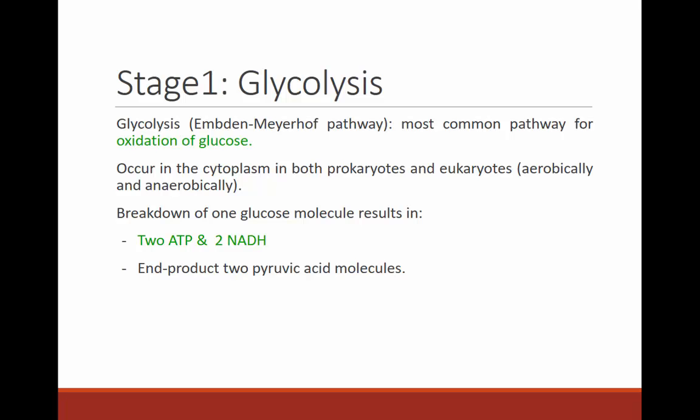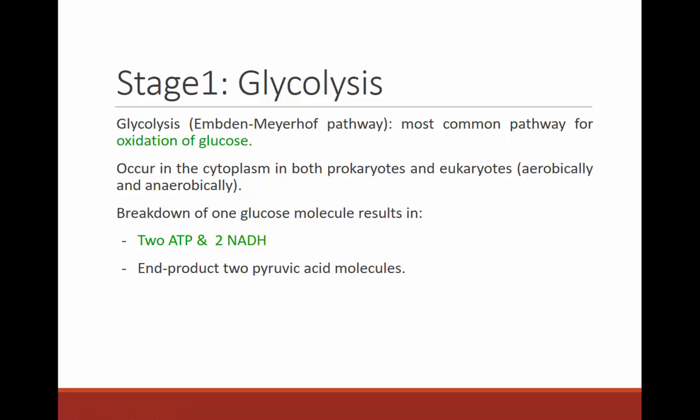So if we look at stage 1, the glycolysis, it occurs in the cytoplasm in both prokaryotes and eukaryotes, and both aerobically and anaerobically. So it can happen under both oxygen situations. And from 1 molecule of glucose, you get 2 molecules of ATP and 2 of NADH. And the end product is 2 pyruvic acid molecules.